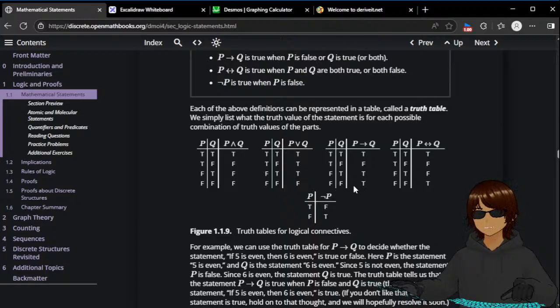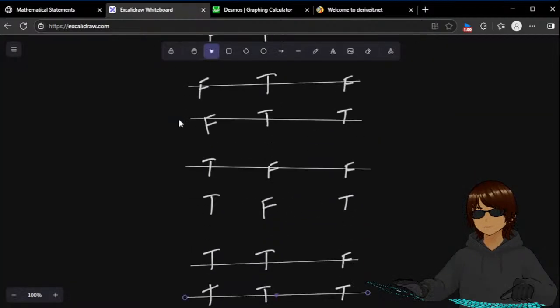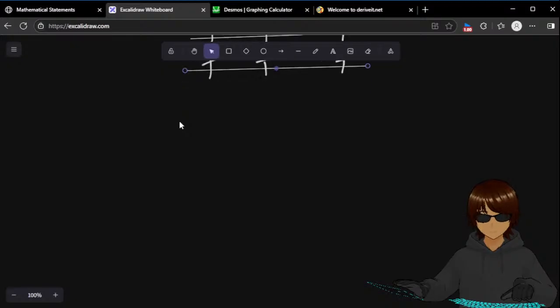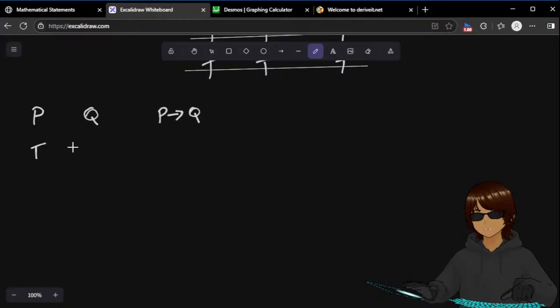I have some issue with this one over here. Implies. I never understood it. So P, Q, P implies Q. True, true, false. Actually, let's just do ones and zeros from now onwards.